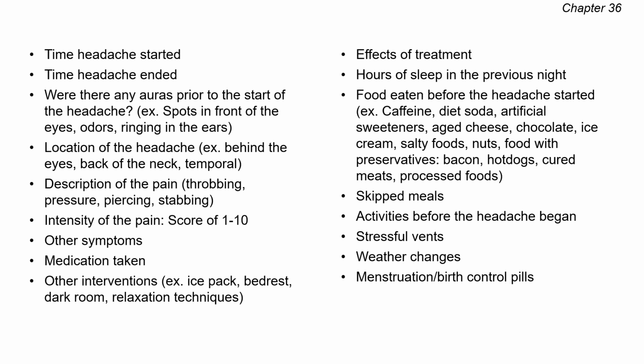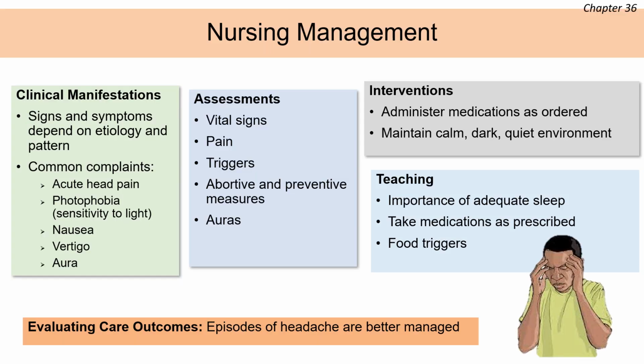So many questions we need to find out, but the better history we can get, the better that we can treat these patients. So nursing management, we went over the signs and symptoms. Again, it depends on the type of headache what we're going to see. Most common complaints, generally speaking, are going to be acute head pain, sensitivity to light, nausea, vertigo, and an aura. Those are all very common with any type of headache, not just one specific one. We're going to take vital signs because we want to rule out an infection.